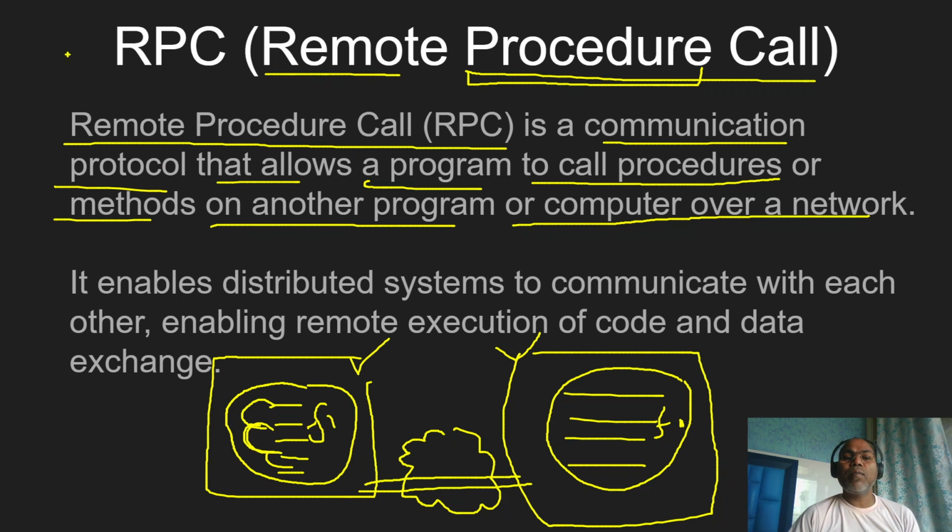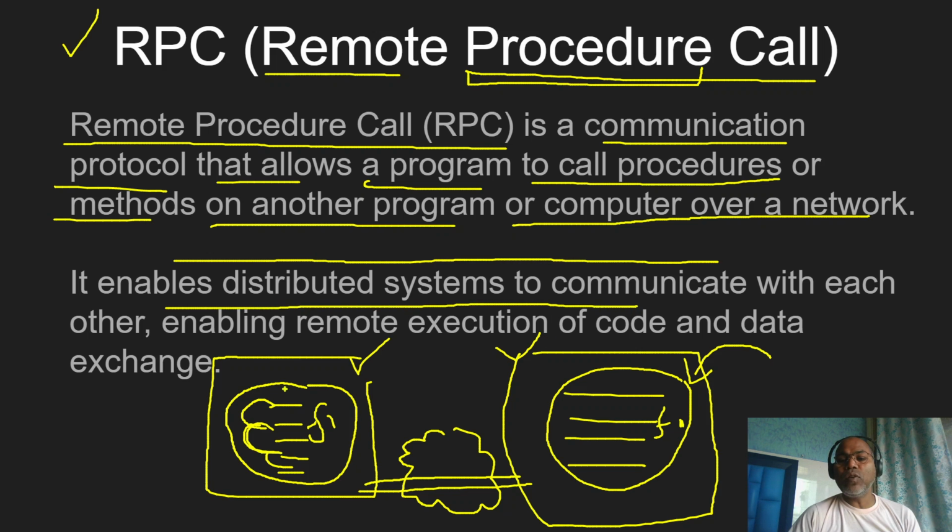So here RPC is the technique that allows a software developer or programmer to invoke another function, another method that is running on a different machine, a remote machine, a remote server. You can say it enables distributed systems to communicate with each other, enabling remote execution of code or data exchange. The RPC protocol allows the software components of a particular machine to communicate, to call, to execute another code.